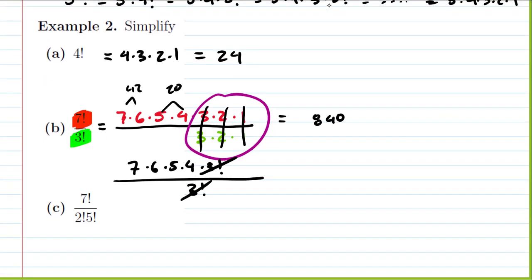Because we only counted our 7 factorial down to 3 factorial, so 7 times 6 times 5 times 4 times 3 factorial, because we had a 3 factorial in the denominator. So at that point, we could just reduce them out, and we were done.